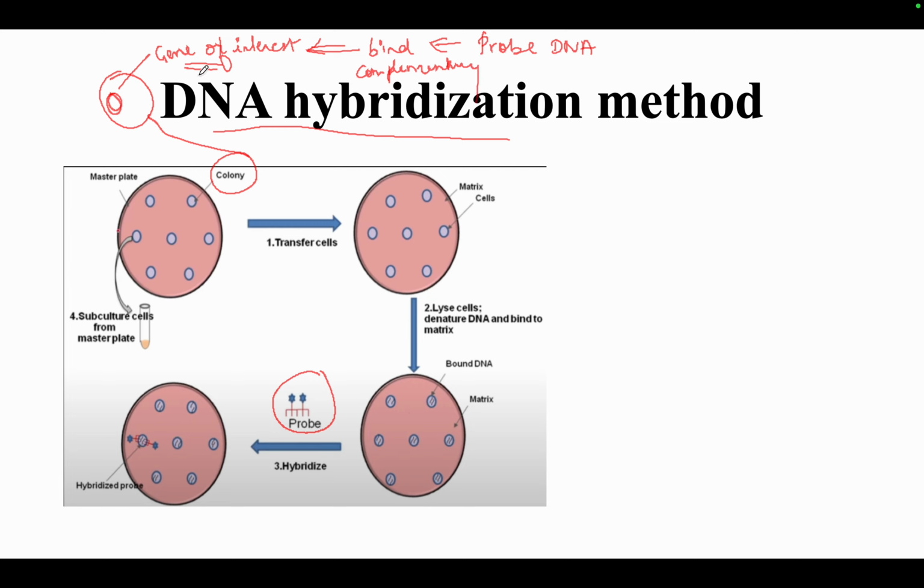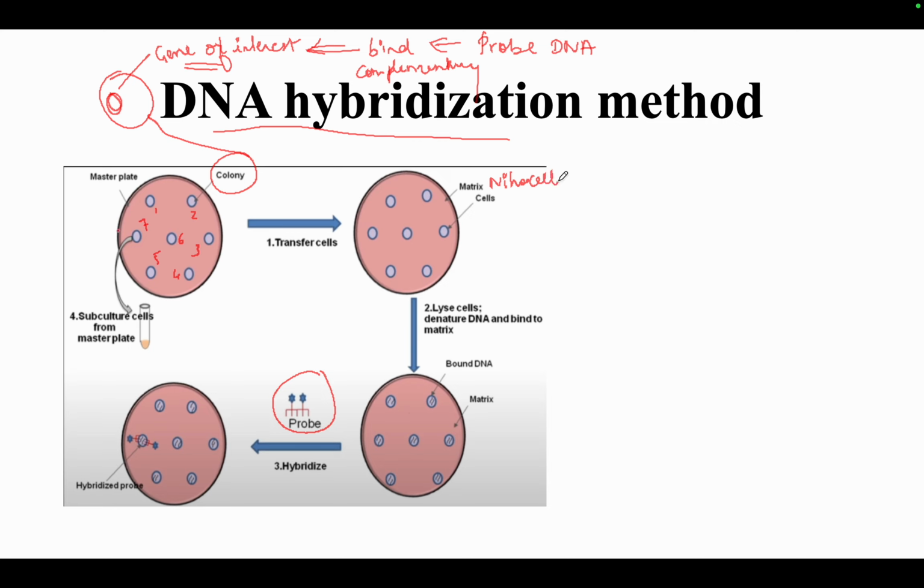It is complementary bound to a gene of interest. So what we'll do is we'll have a master plate with different clones, 1, 2, 3, 4, 5, 6, 7, different clones. The first step is we'll take a nitrocellulose paper matrix.